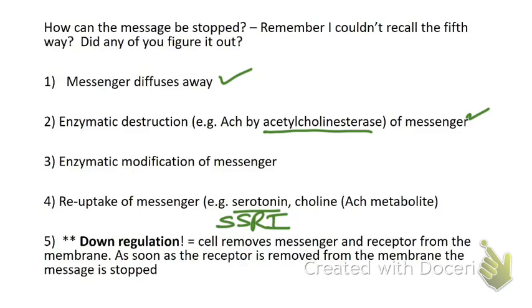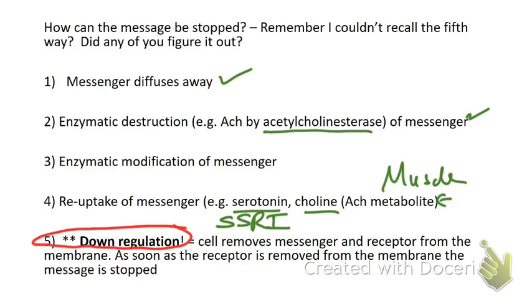And today we're going to take a look at muscle, and we'll see how choline, which is going to be the metabolite, one of the molecules left over after we process acetylcholine, gets taken up by the presynaptic neuron, allowing that portion of acetylcholine to be recycled. All right, so finally, downregulation. I don't know if any of you remember the fifth one; I just couldn't think of it in class. It's downregulation.